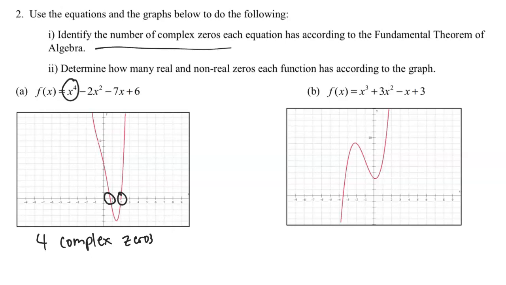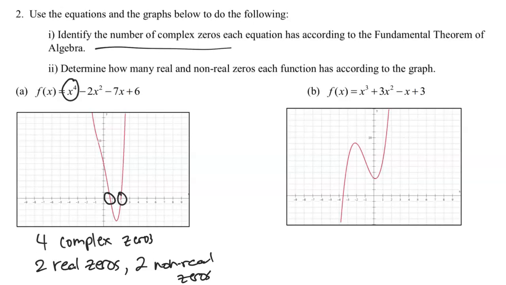And so since this red graph, this function, crosses the x-axis twice, that means that I'm going to have 2 real zeros for this polynomial. Now, if there are 4 total and 2 of them are real, how many of them have to be non-real? Yes, very good. 4 minus 2, which is 2. So I'm going to put here 2 non-real zeros, or you could also say imaginary zeros.